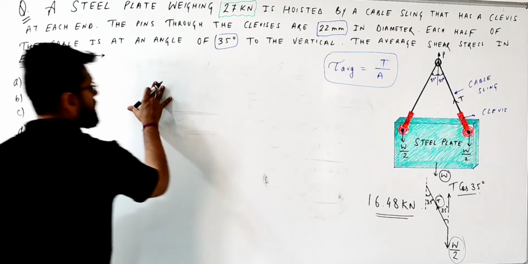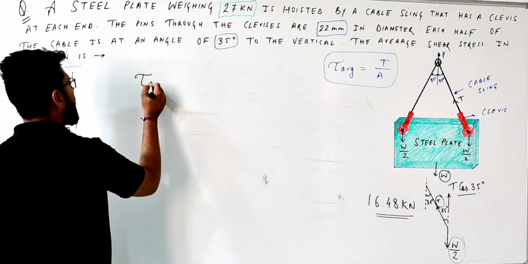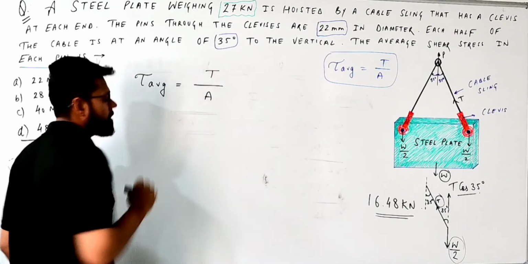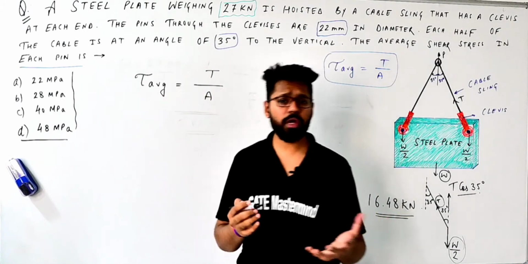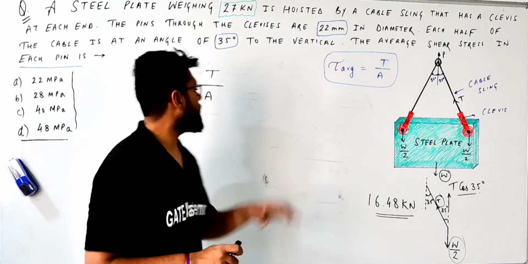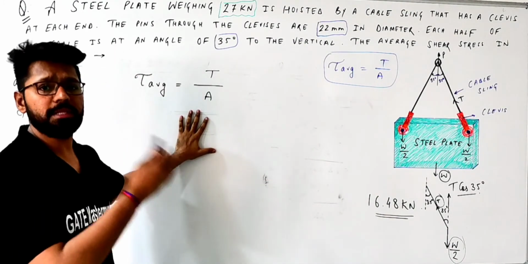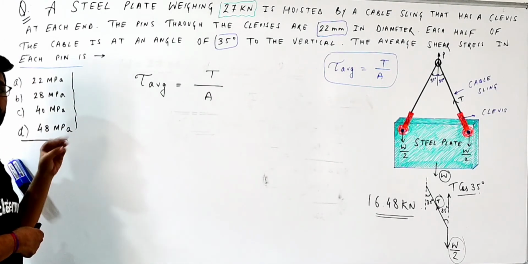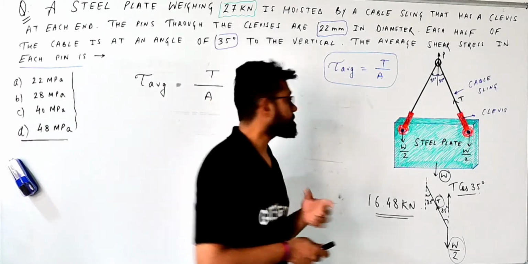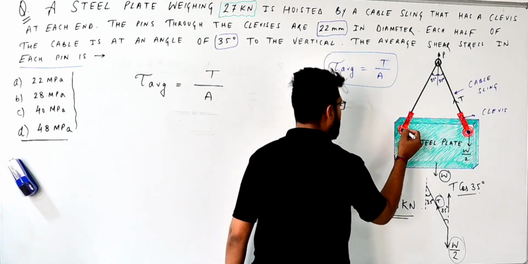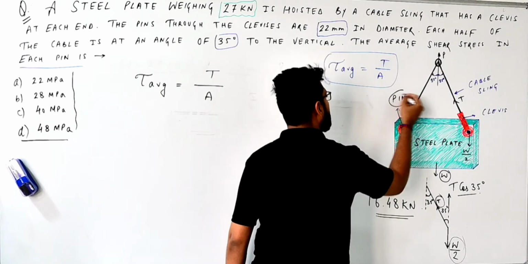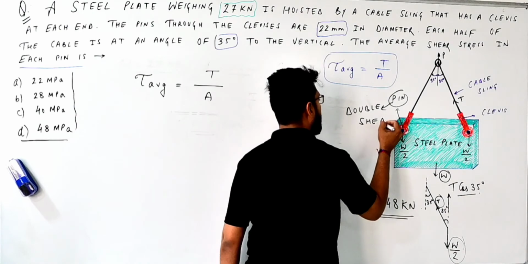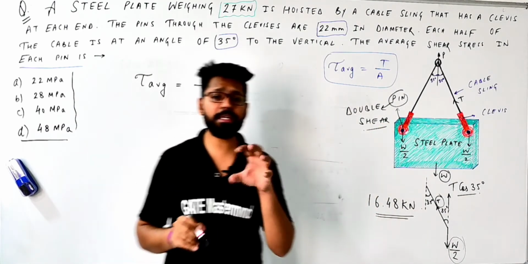We have to find the average shear stress. What is average shear stress? T by A, load by area. But so many students have applied this formula in this problem, and they will definitely get one option, and that will be the wrong option. Why? See here, this pin is in double shear. Are you getting my point, students? This pin is in double shear.